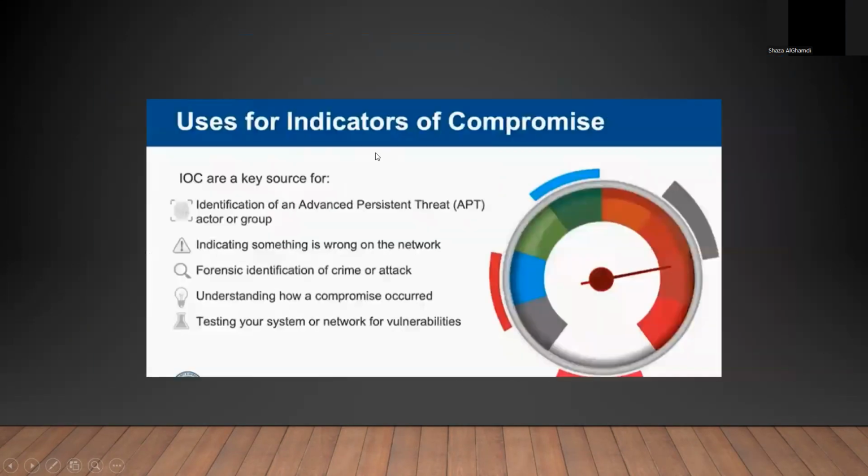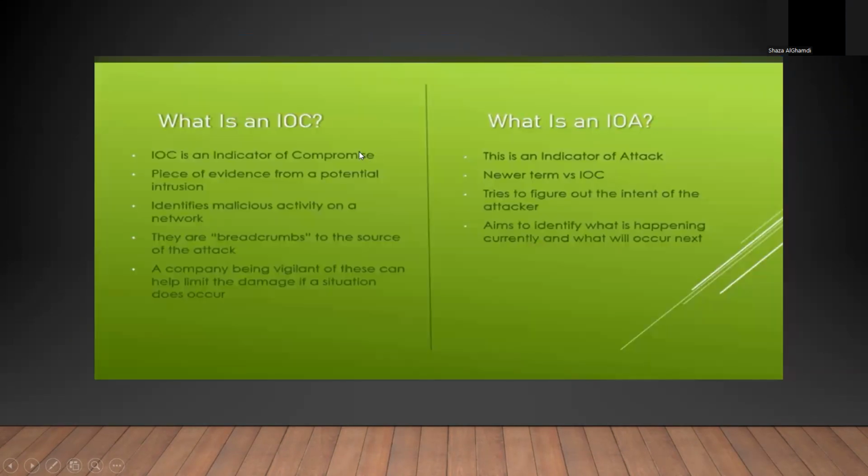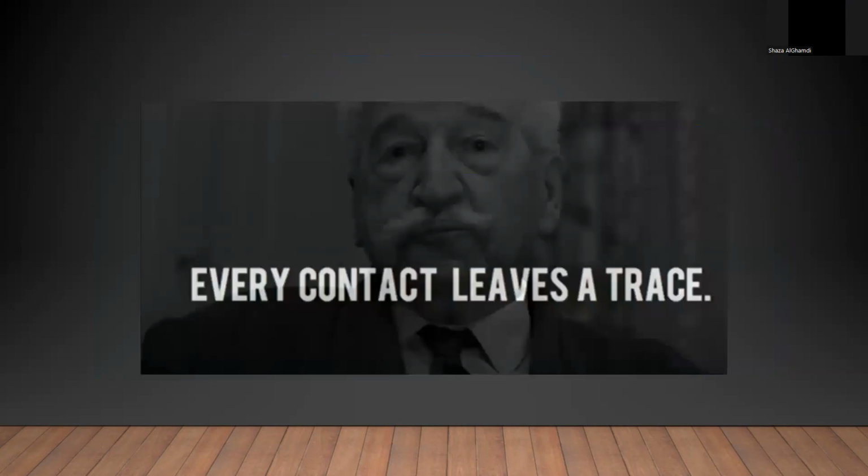This was a clue. Here we're saying it's a piece of evidence. Okay, so now we're moving more towards this. It's evidence from a potential intrusion, identifying malicious activity on a network or in a system or in an application. They are the breadcrumbs to the source of the attacks. And the breadcrumbs, you know, like if you eat some bread and there are small crumbs falling down, this goes back again to what the Sherlock Holmes guy is saying.